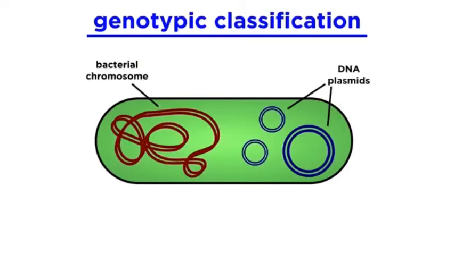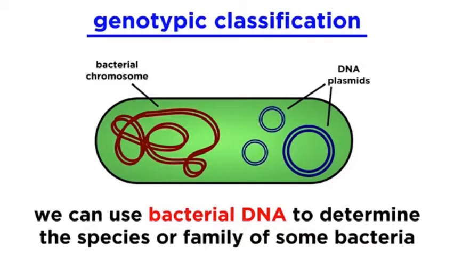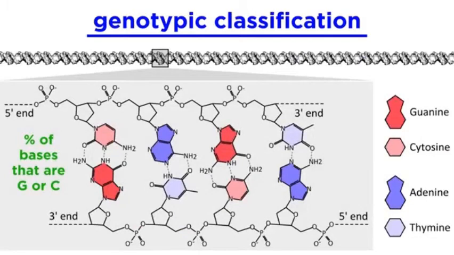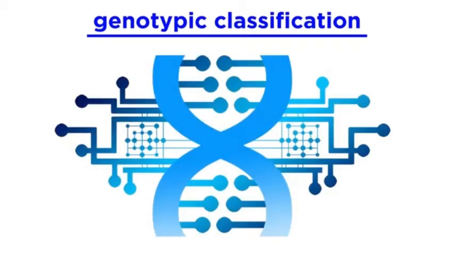Finally, the most precise method for classifying bacteria is through genotypic classification. Put simply, this means using bacterial DNA to determine what species or family bacteria might belong to. In the early days, scientists used the ratio of guanine and cytosine to classify bacteria. As technology has progressed, so has our ability to quickly and accurately identify bacteria using DNA.